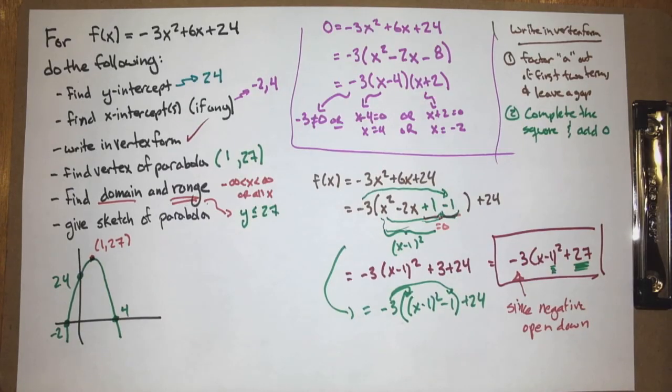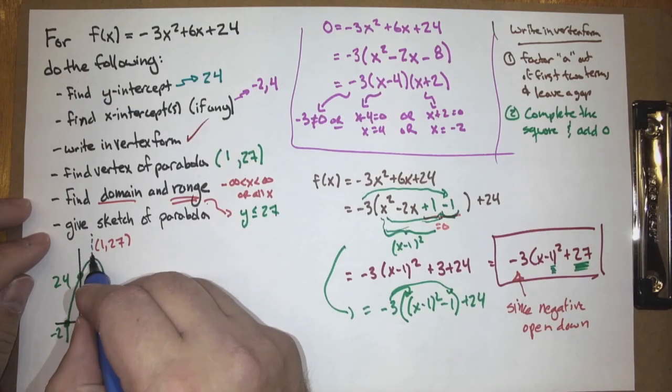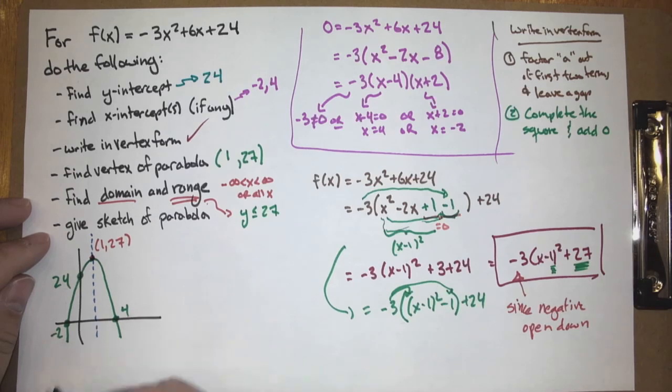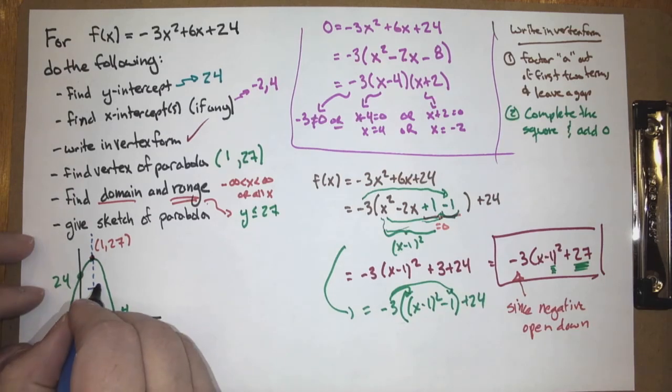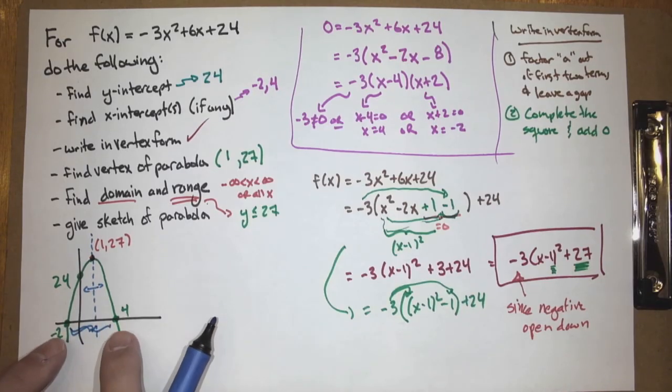One quick comment. You get symmetry. In other words, if you were to go down through the vertex and cut it, it's going to be a mirrored image across that line of symmetry. So one of the things that tells you is if you look between negative 2 and 4, what's halfway between negative 2 and 4?